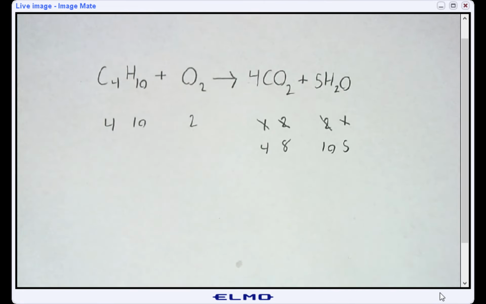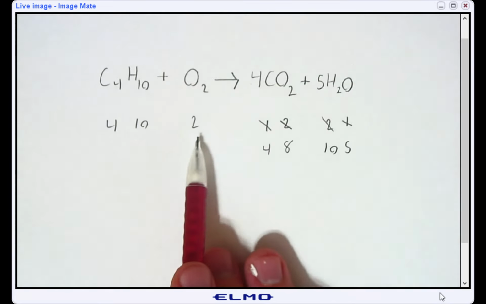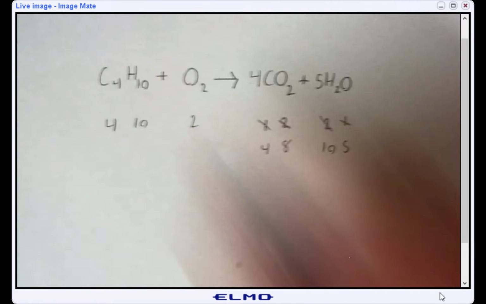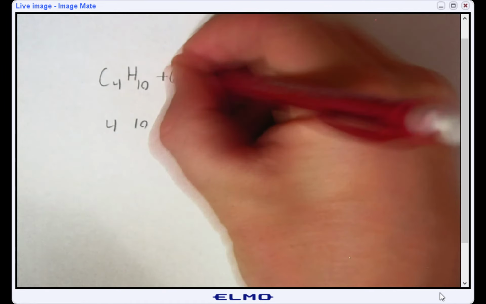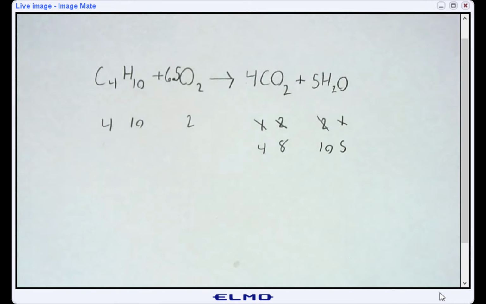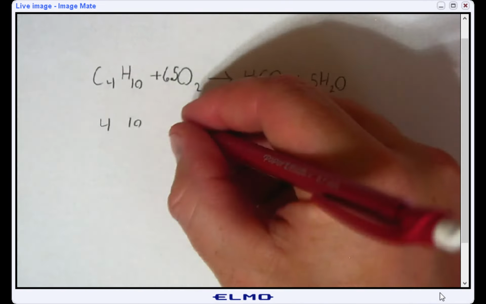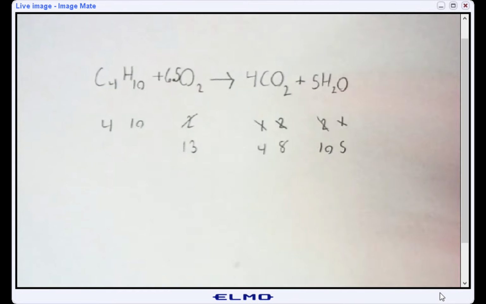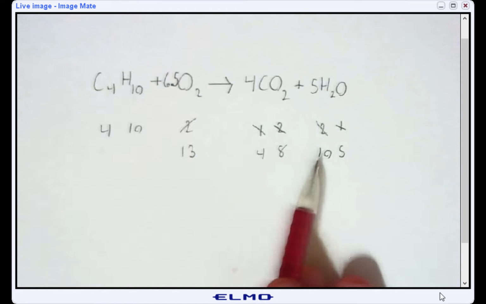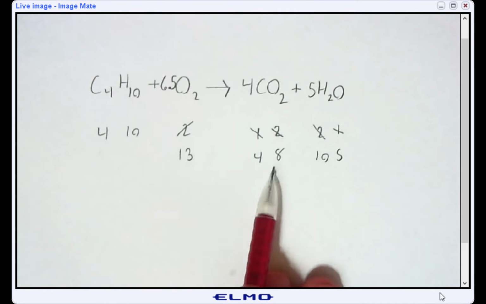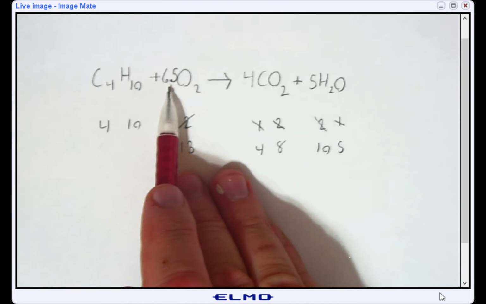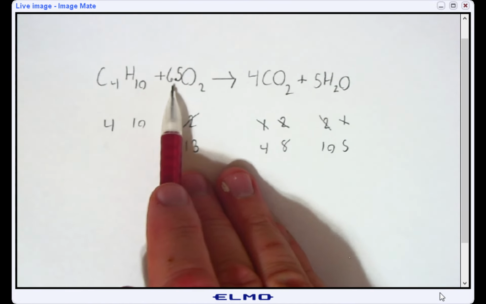So again, what number can you multiply by 2 to get to 13? What you can multiply by is 6.5. So 6.5 times 2 is 13. Let's count. 4 carbon, 4 carbon. 10 hydrogen, 10 hydrogen, 13 oxygen, 8 plus 5 is 13. You are balanced, but you are not right. You cannot have a fraction or a decimal molecule.